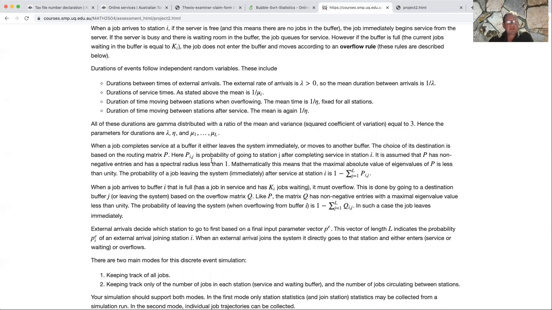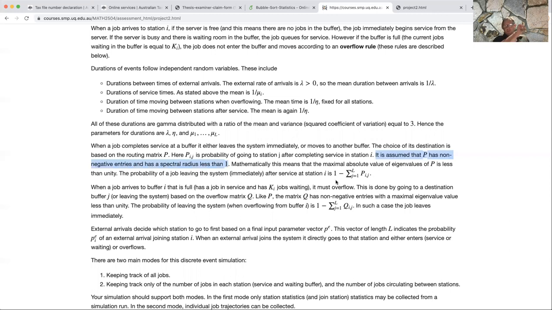When a job completes service at a buffer, it either leaves the system or it moves to another buffer. So you just finished a ride, you can say, oh, I had enough of this, I'm going home, or no, you continue. So the choice of where you go is according to the probability P_ij. If you're at buffer i, you go to station j with probability P_ij. And P has non-negative entries and a spectral radius less than 1, which just means that jobs eventually leave the system. It also implies that these are actually probabilities in this matrix.